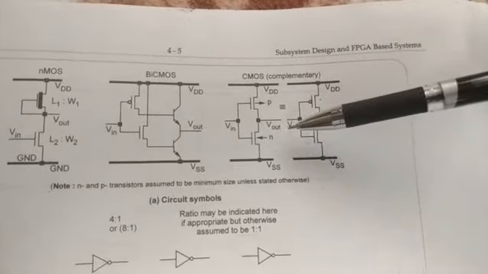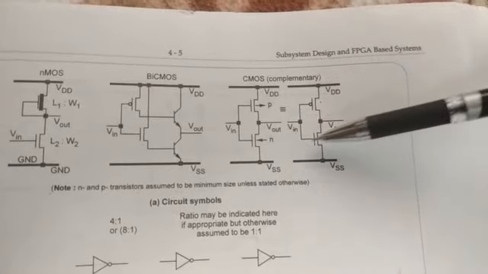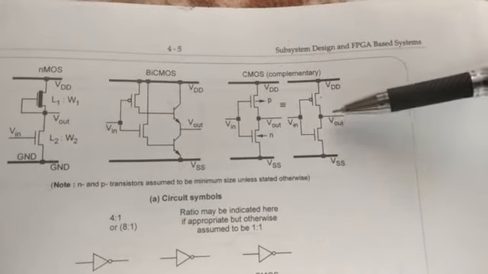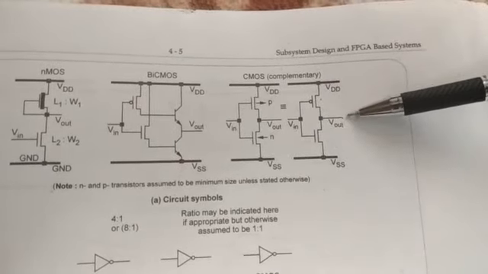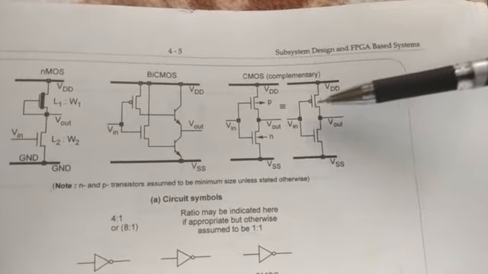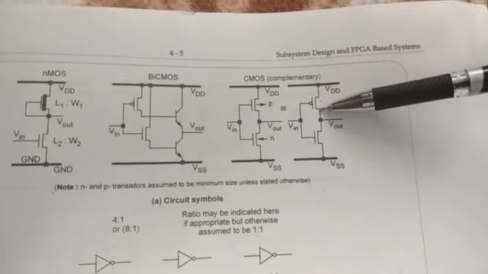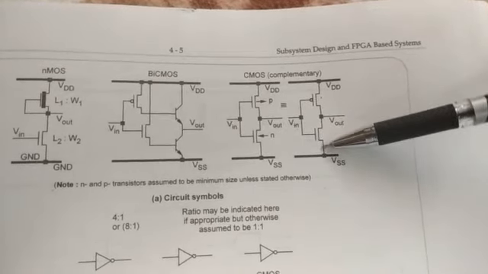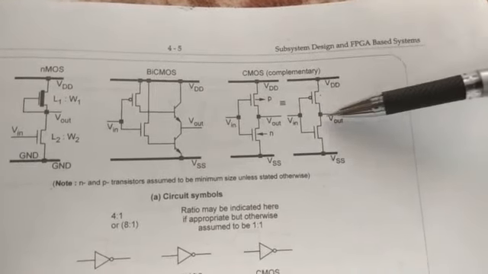Okay, the structure: Vin, so two gate regions are shorted. The two source regions are connected with VDD and VSS, and the two drain regions are shorted, and we are taking the output. When Vin is equal to 0, what will happen? When Vin is equal to 0, the PFET will be in on state and the NFET will be in off state. Off state means there will be no connection. On state means there will be a connection between VDD and Vout.